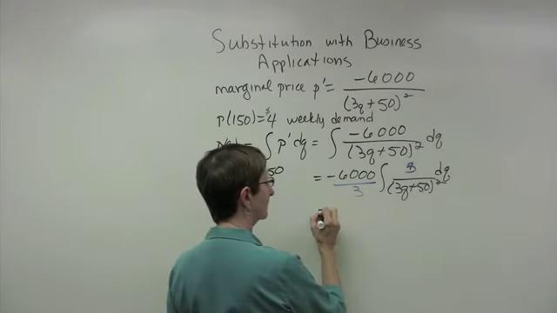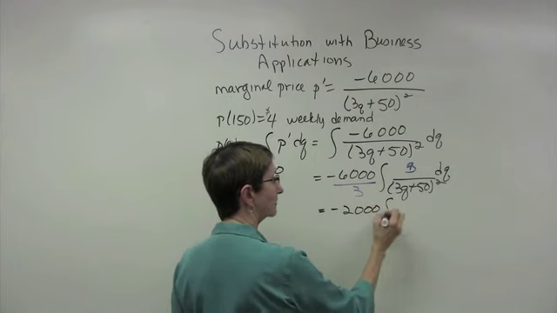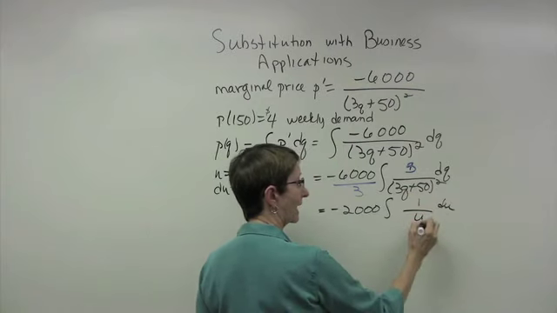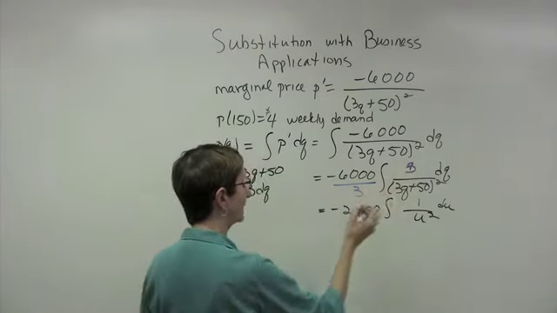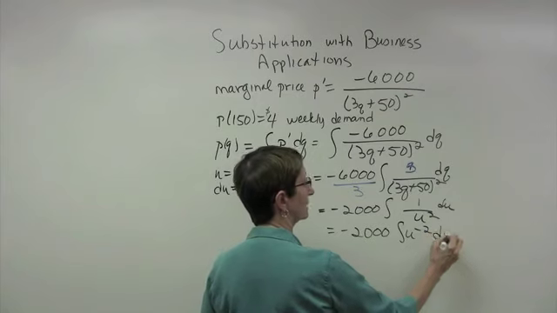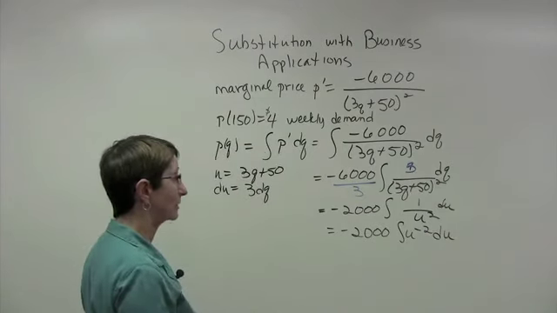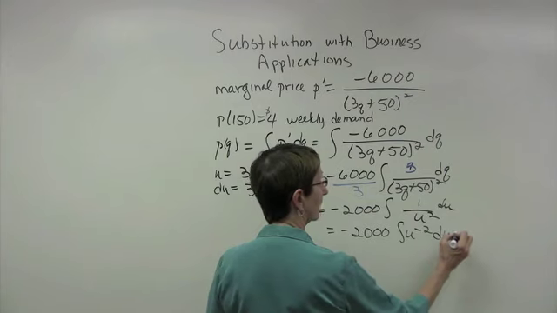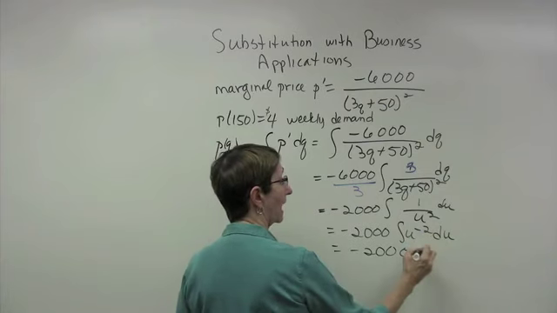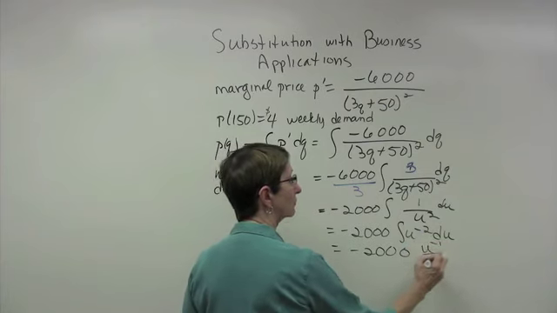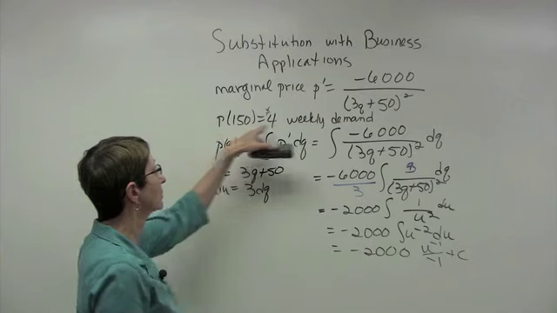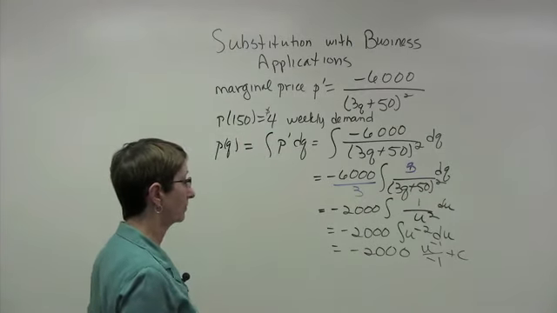So I have negative 2,000 times the integral. All of this is du. And under here, I have u squared. So we have to rewrite that as negative 2,000, the integral of u to the negative 2 du. And when we take the antiderivative of that, we have our negative 2,000, and this will give us u to the negative 1 over negative 1 plus c. So we need to work with this and our initial condition here to try to solve our problem.